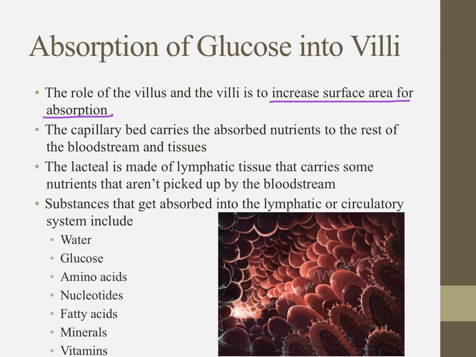The capillary bed is there to help carry those absorbed nutrients to the rest of the bloodstream. Again, the lymphatic tissue helps in that too. So some of the things that might be in our food that we want to get into either our blood system or our lymphatic system include water, glucose, amino acids, nucleotides, fatty acids, minerals, vitamins, all kinds of crazy nonsense. We need all of those to get from our food into other parts of our body.